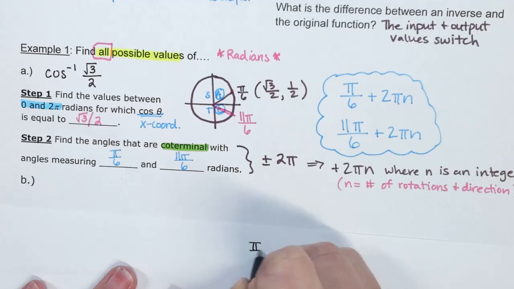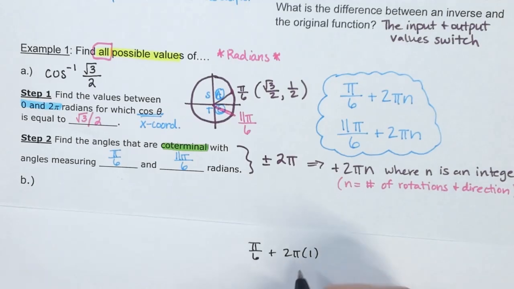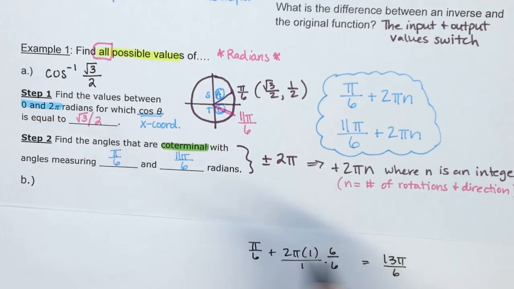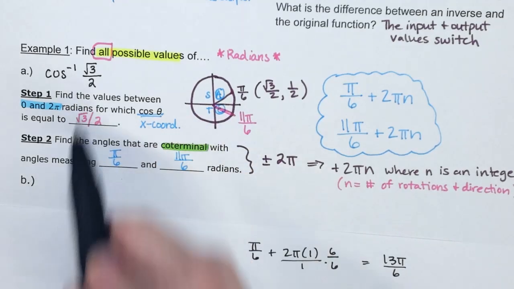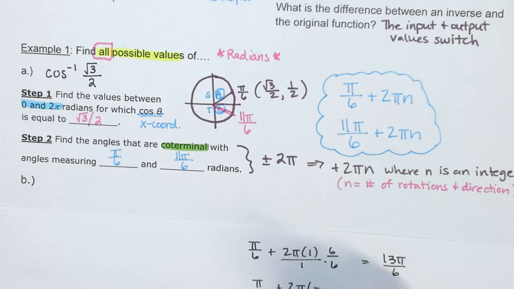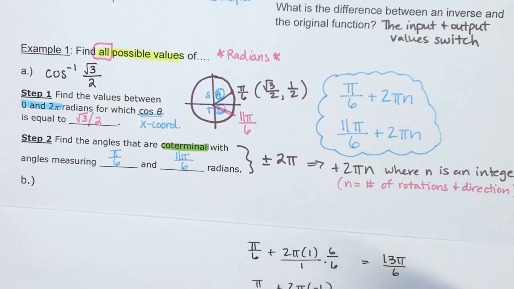Okay, so if you did pi over 6 plus 2 pi times 1, that would be 1 rotation around the circle. You don't have to write this down. I just want to show you why we do this. So 13 pi over 6 would be another place on the unit circle where the cosine would be root 3 over 2. And then if you went in the other direction, if you did 11 pi over 6 plus 2 pi times negative 1, you could subtract 2 pi. Okay, so this is just like getting a common denominator like we did in the past. So pi minus 12 would be negative 11 pi over 6.